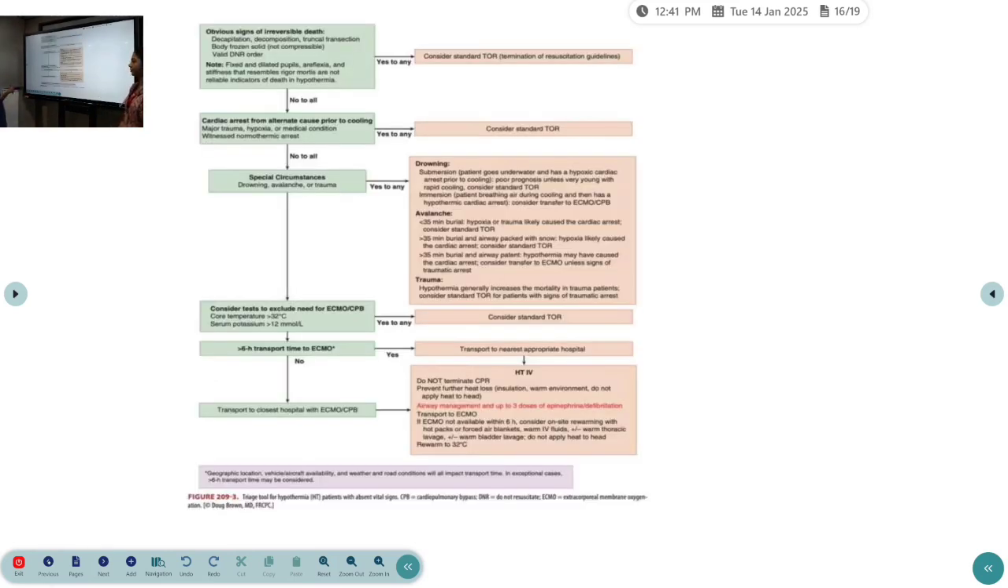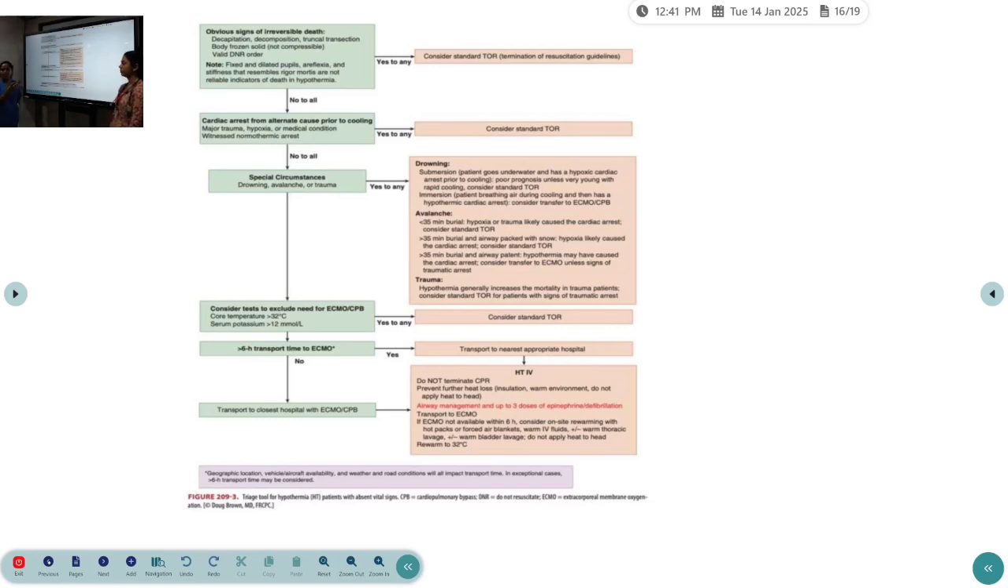Now these are the guidelines for when to terminate the resuscitation. If there is an obvious sign of irreversible death, that is, if there is any decapitation, if the body has already become frozen solid, or if there is decomposition, if any of these are present in the patient, then you are going to terminate the resuscitation. If these are not present, but there is cardiac arrest and there was an alternative cause which caused the cardiac arrest prior to the cooling event, then also we can consider terminating the resuscitation.